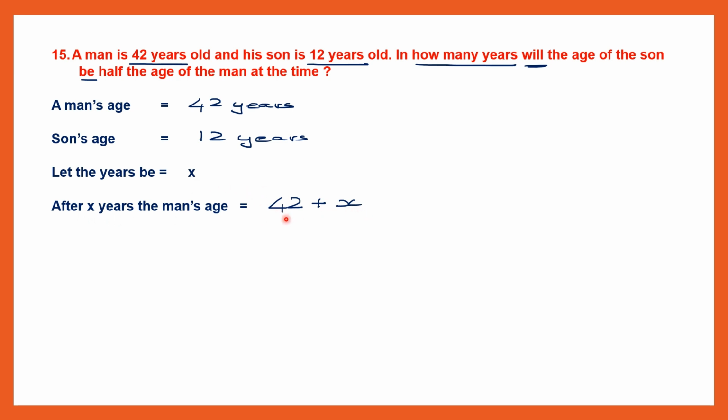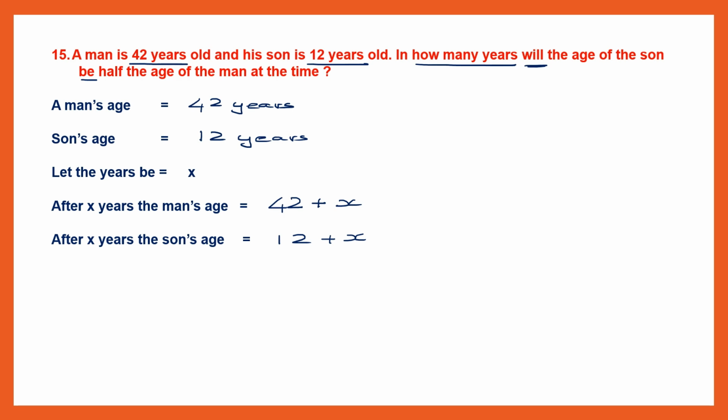If this is 10, we'll say 42 plus 10. So we don't know what this x is, so we're just going to say 42 plus x. This is the man's age. Then what about the son's age? The son's age is 12. After x years, it's going to be 12 plus x.